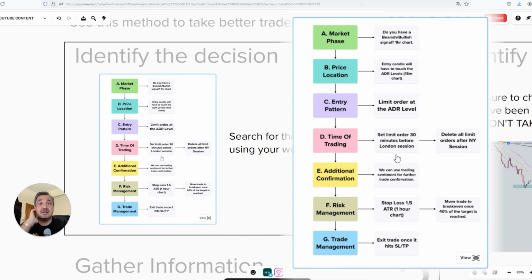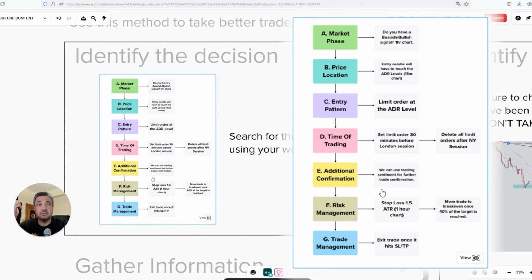Time of trading. Set limit order 30 minutes before London session. The time aspect is so forgotten by so many people, that there is repetitiveness and statistical relevance in when you trade. And also delete all limit orders after New York session. So clearly you select a narrow time band that you only want to interact in.